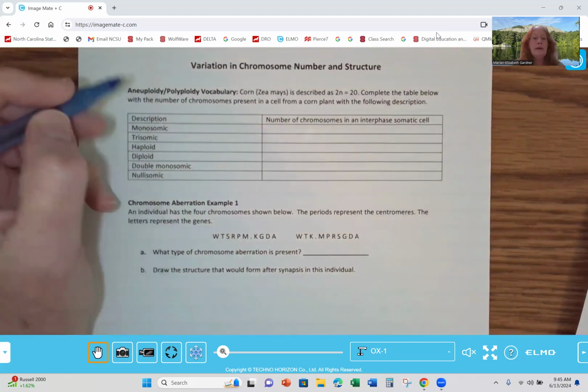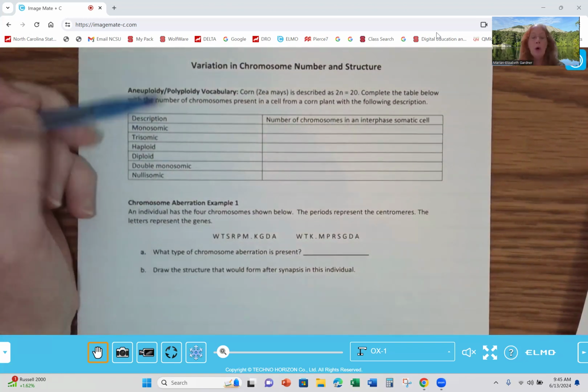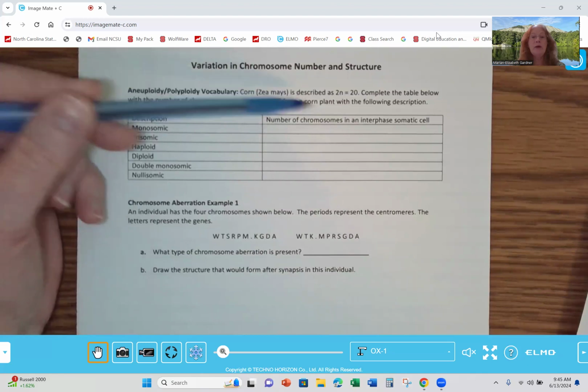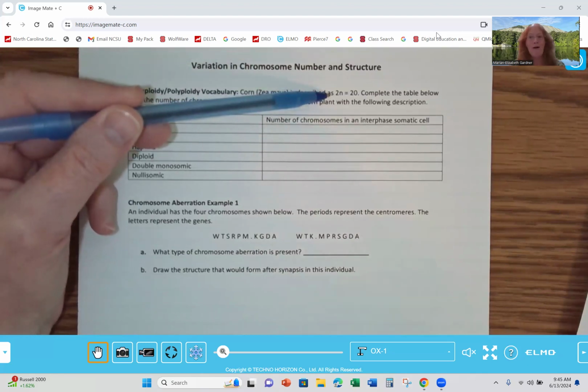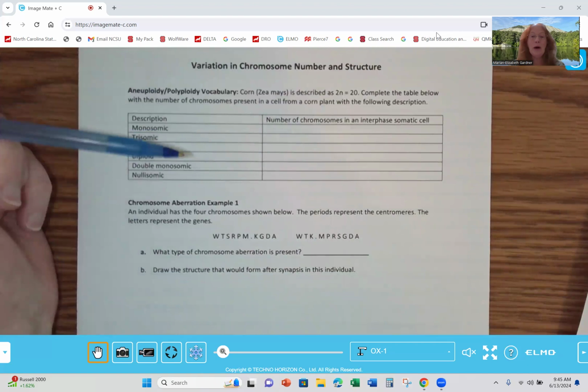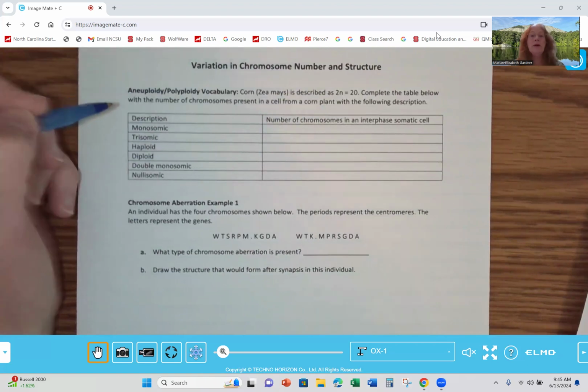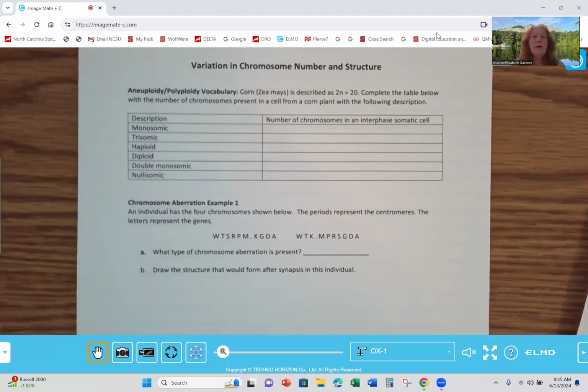So let's look at a little bit of vocabulary. Corn is a diploid plant. It's described as 2n equals 20. There are not any sex chromosomes in corn. And we're going to complete the table below with the number of chromosomes present in a cell from a corn plant with the following description. And we are assuming all of these are interphase cells.